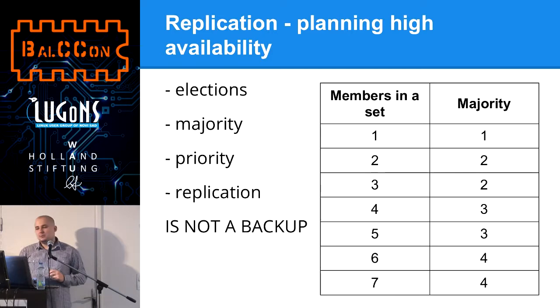It is really important because your primary server can stay primary as long as it maintains majority. So if the primary can contact more than half of the set, it will remain a primary.